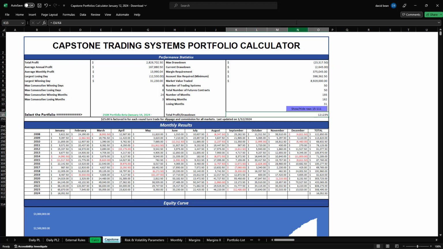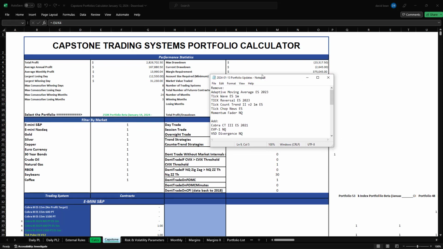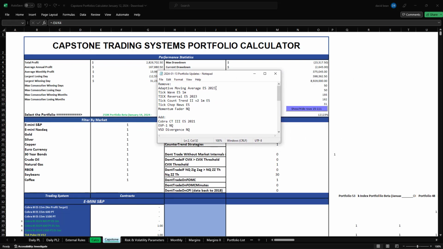This number, 12123, is very high. We're not changing any of the gold, silver, crude oil, or natural gas strategies. Those remain the same. The only changes that we're making are removing 5 ES strategies and 1 NASDAQ strategy, and then we're adding 3 existing strategies, 1 ES and 2 NQ. Adaptive moving average is really one of the strategies that can lose a lot of money.